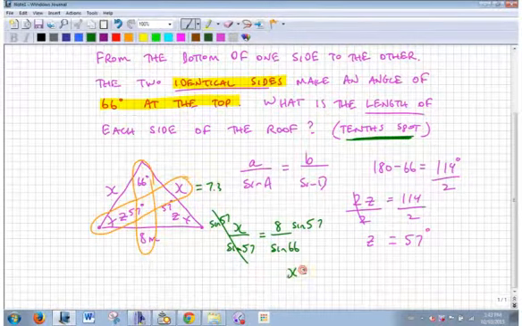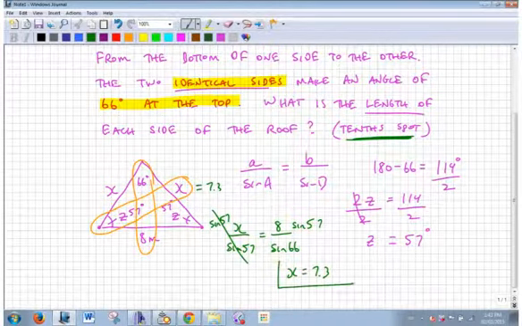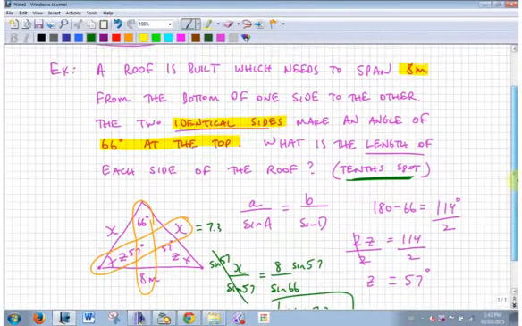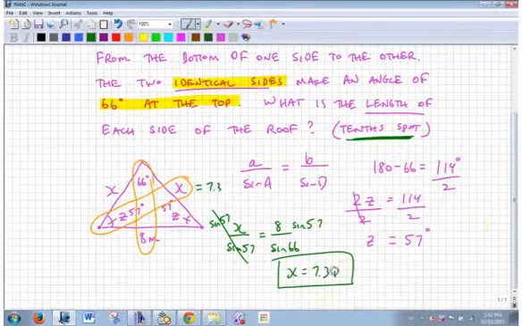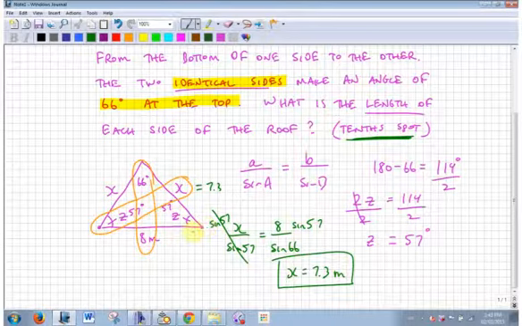Okay, and then write it nice and clearly so the teacher can find it. Okay, do I have units? Yes, I do. That's meters. Does it look reasonable? Sure. Okay. 7.3 meters.